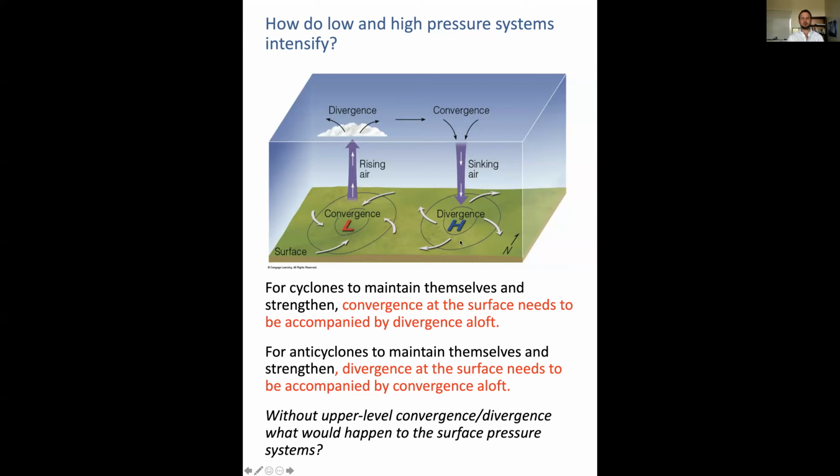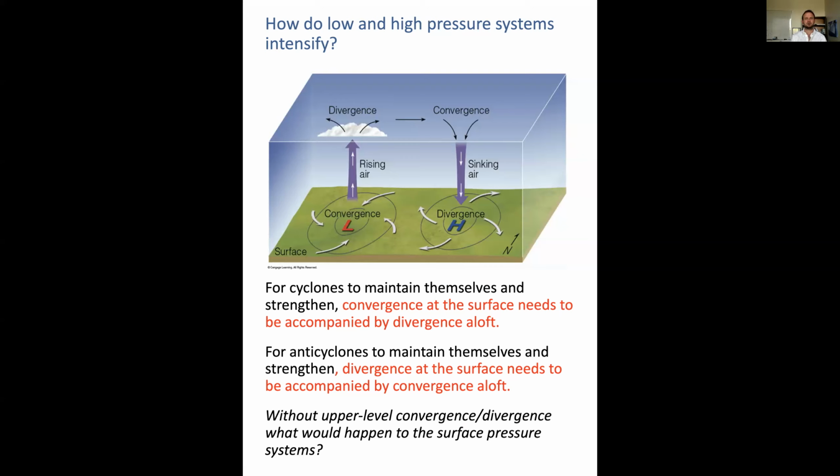Okay, so we need to get rid of this mass here, and we need to add mass here in order for the low pressure to remain low and the high pressure to remain high. Okay, so hopefully this makes sense. What you need to remember is how this convergence at the surface is associated with divergence aloft and why that is. And divergence at the surface is associated with convergence in the upper levels and why this is so important. Okay, again, it's important to sustain these low pressure and high pressure systems at the surface.